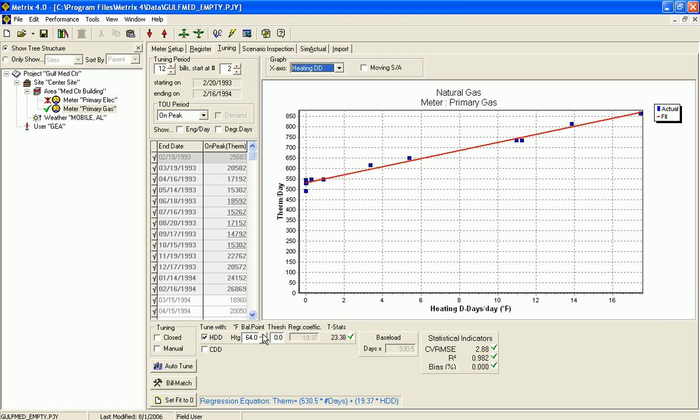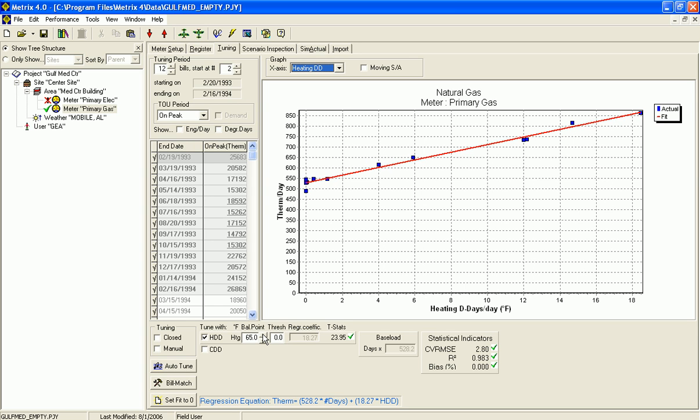Let's change our balance point to 65 degrees. With a balance point of 65 degrees, we have the highest r-squared value, and all of our statistical indicators have green check marks next to them, indicating a good tuning. So what we have just done is manually tuned our primary gas meter with heating degree days.